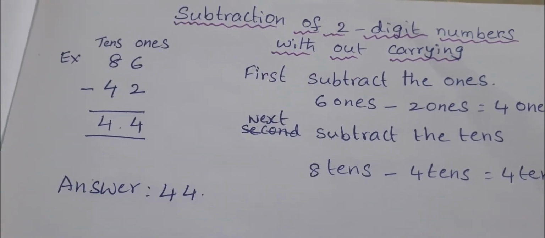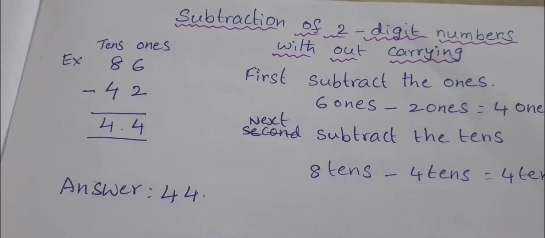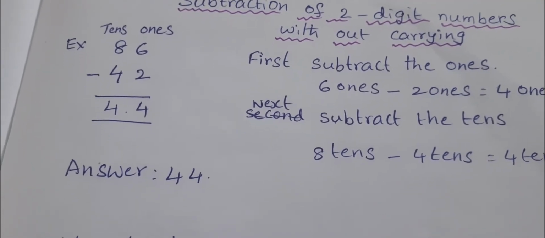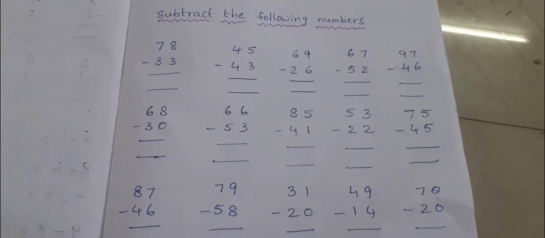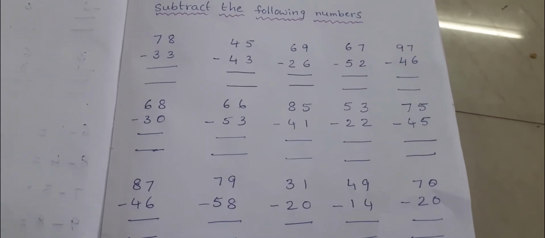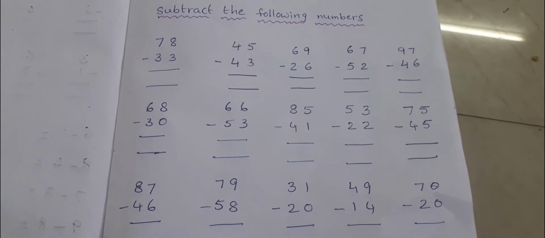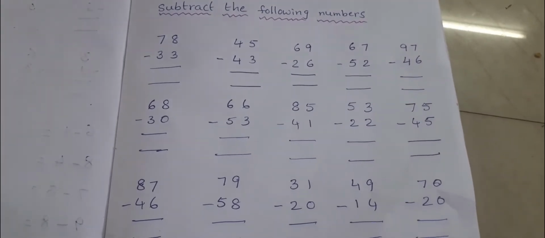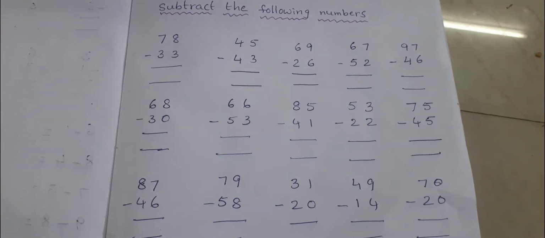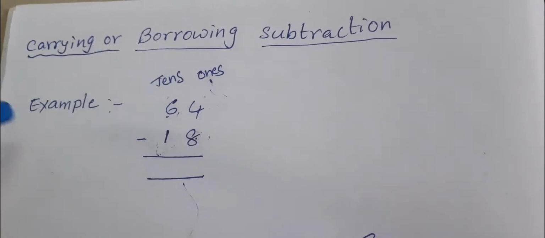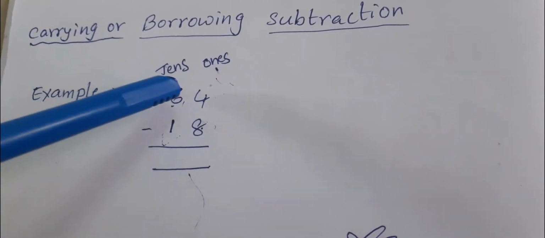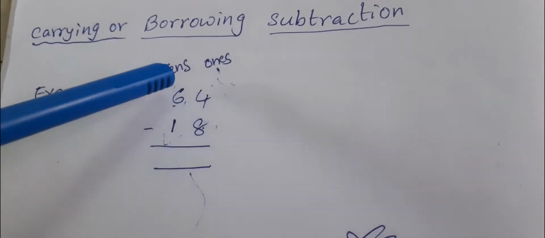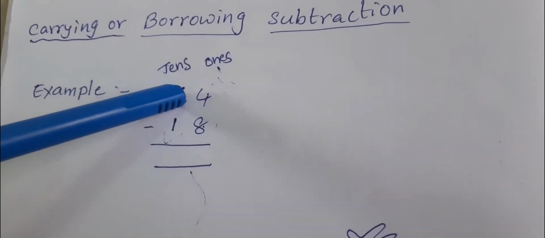For the remaining problems, you complete them by seeing that example. The next paper is carrying or borrowing subtraction. Example, 64 minus 18. Whenever we subtract, first we see the ones place.